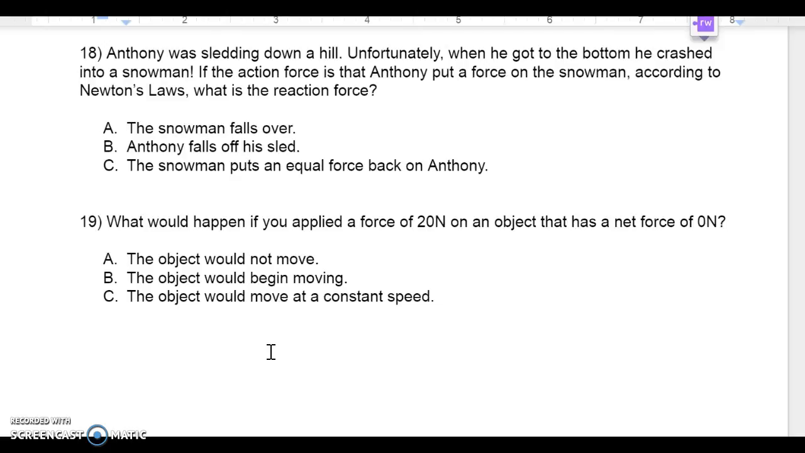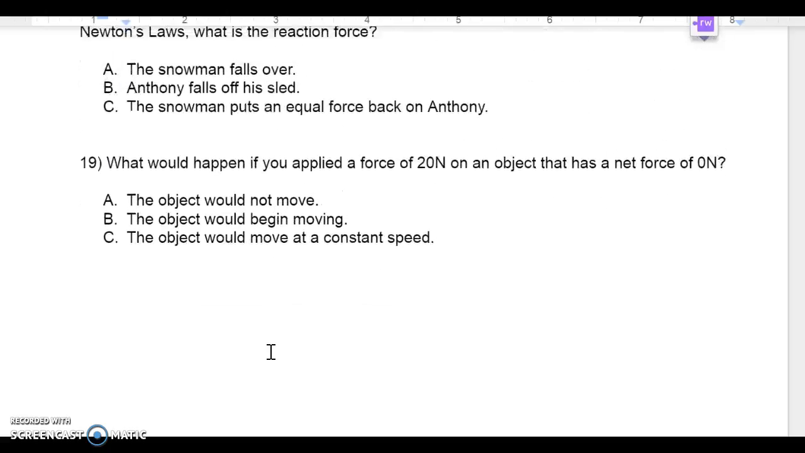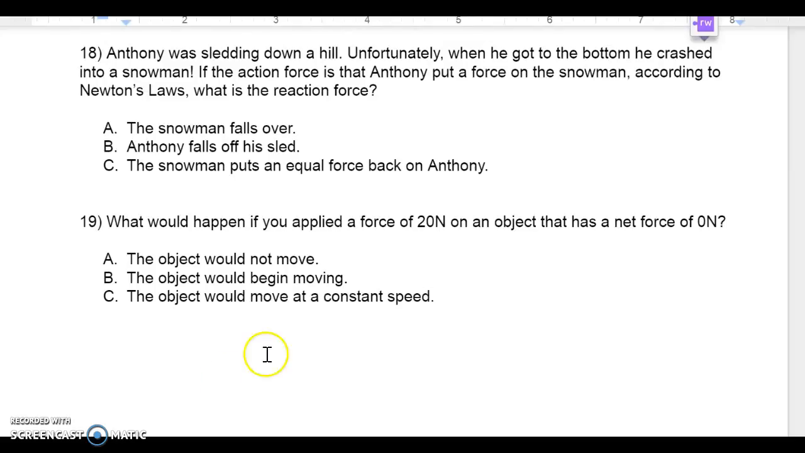And number 19. What would happen if you applied a force of 20 newtons on an object that has a net force of 0 newtons? A, the object would not move, B, the object would begin moving, or C, the object would move at a constant speed. All right, go back, check your work.